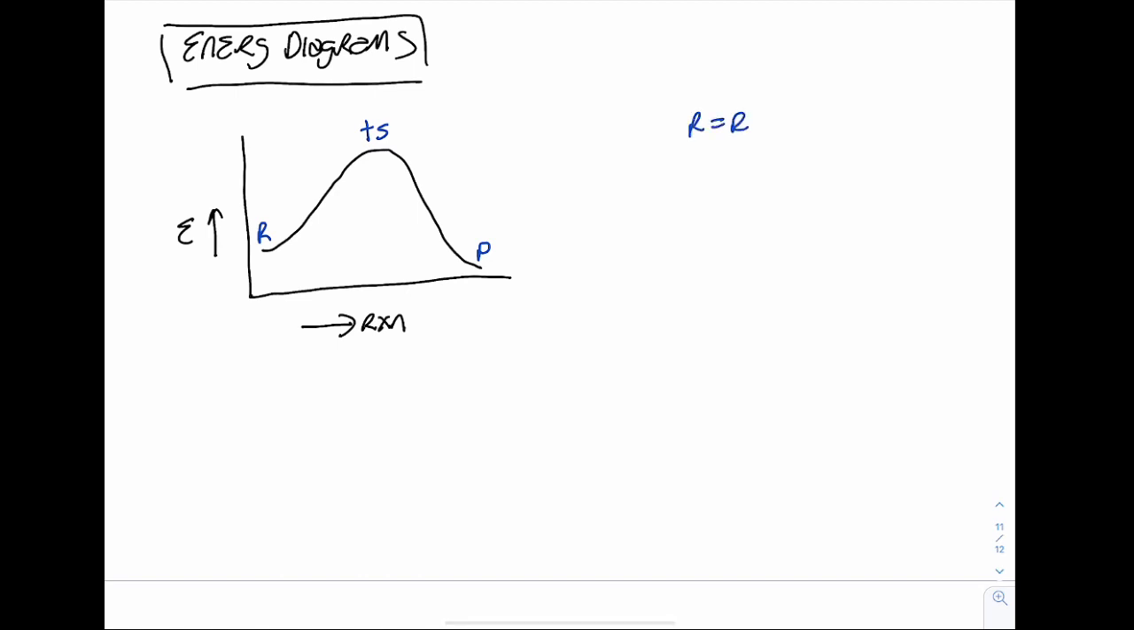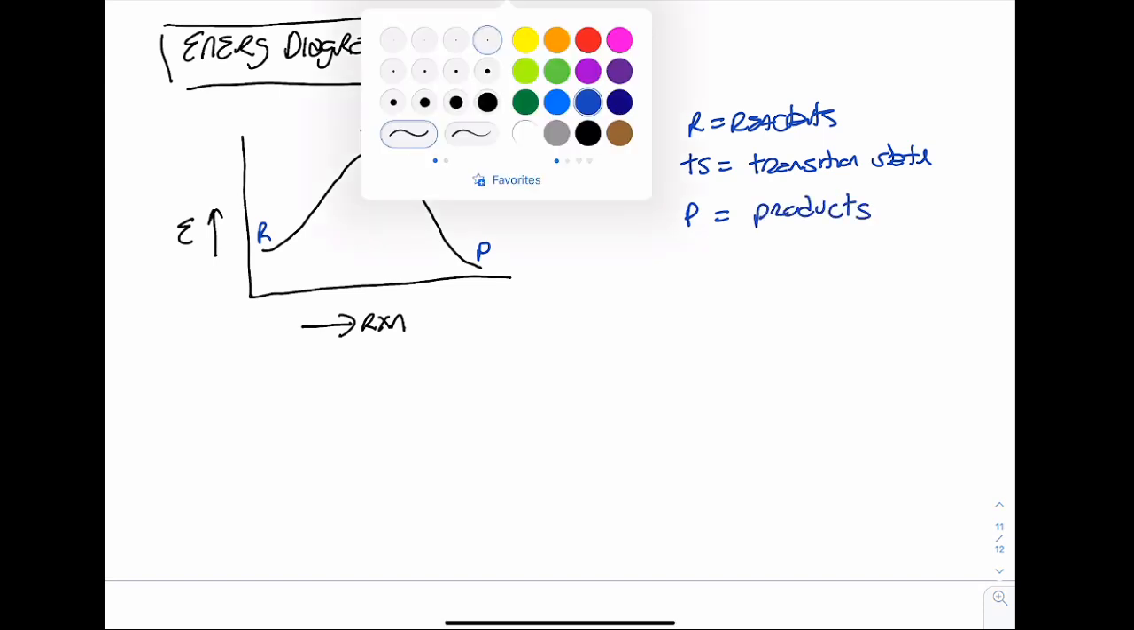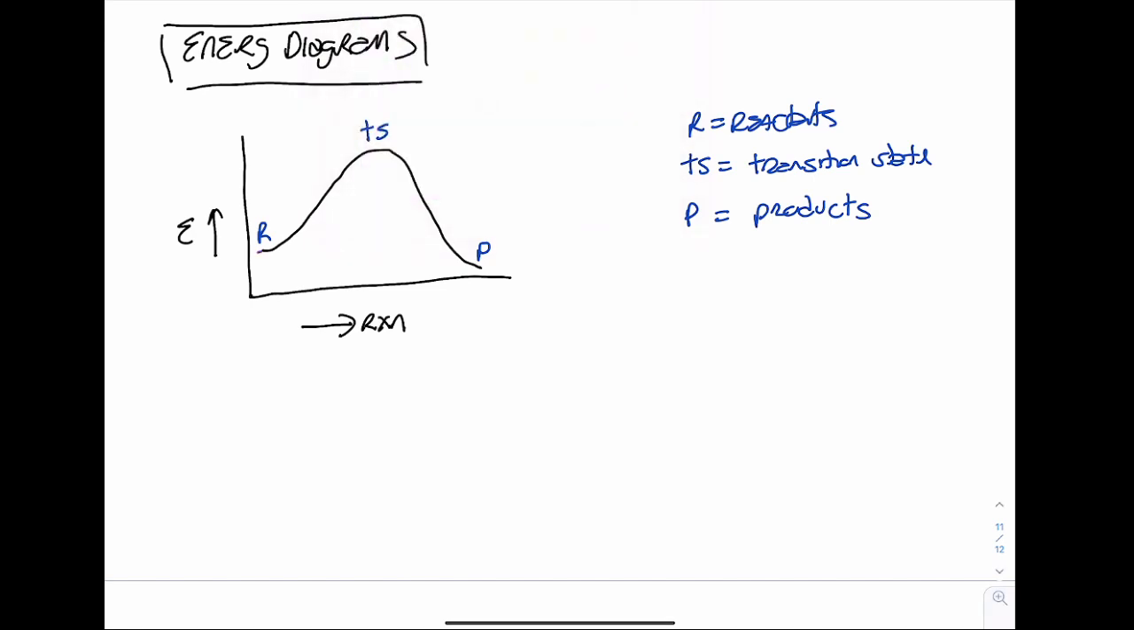So R is my reactants. TS is my transition state. And then P are my products. And then my energy difference between my reactants and my transition state, do you guys remember what that was called? Right, it's the energy that I have to put into it. Sometimes it's called the barrier to our reaction, right? To get from reactants to products, this is the energy that has to go into it.